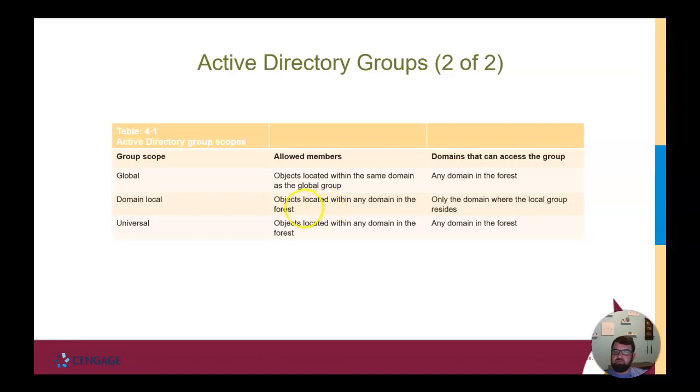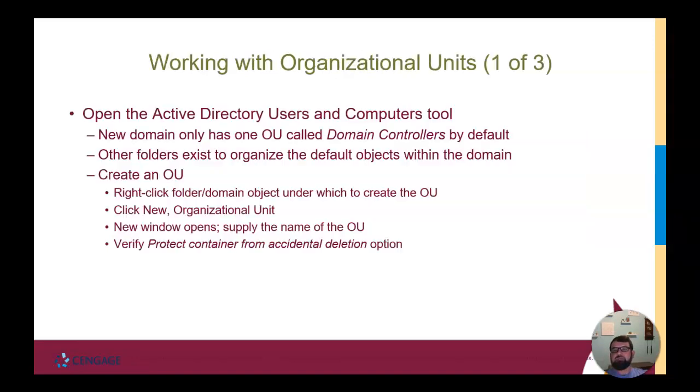And then you have universal, where allowed members can be objects located within any domain in the forest, and any domain in the forest can access that group. So the most flexible is universal, the second most flexible is global, and then domain local is really for stuff inside that local domain that doesn't need to be accessed outside of it.